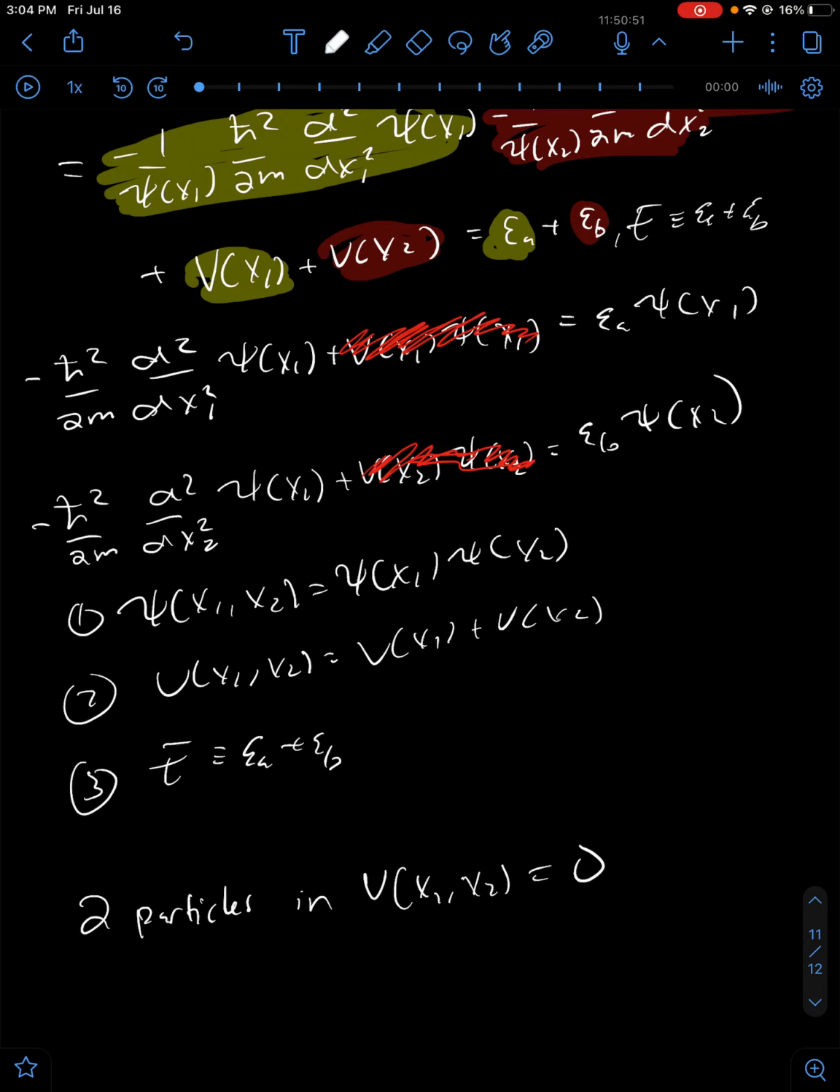V of x1, x2 should be 0. You just solve the 2 equations, then multiply the resulting wave functions. You can probably even do it in your head. It's not really hard, but just do that and get the total wave function so you can actually see this happening in practice. So yeah, that's how you do it.